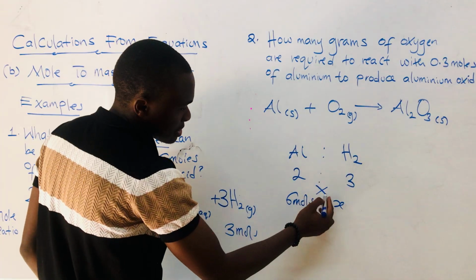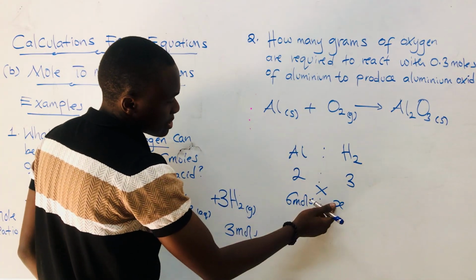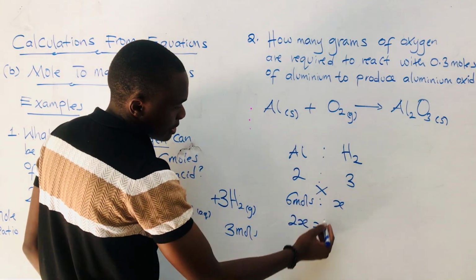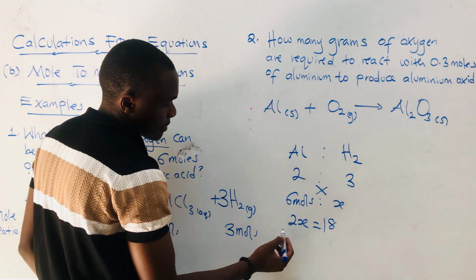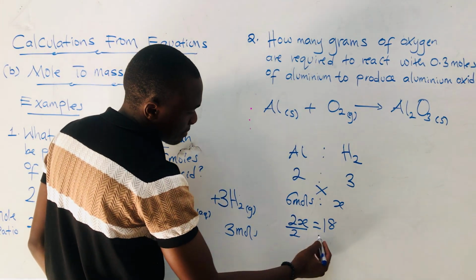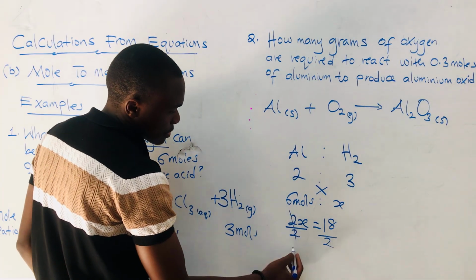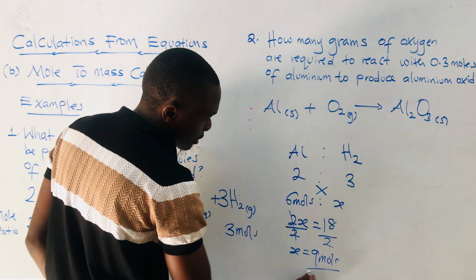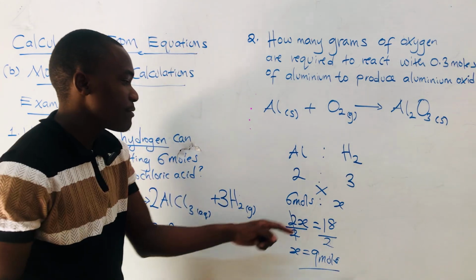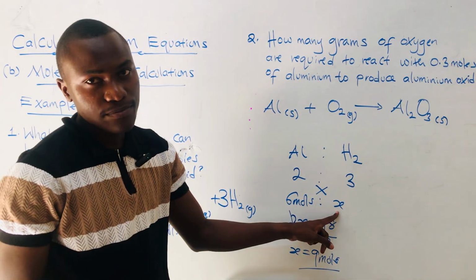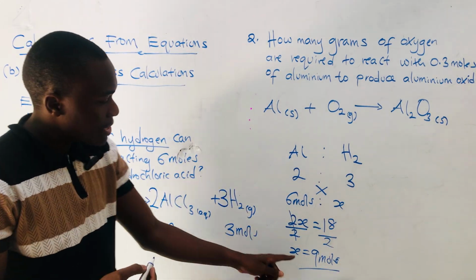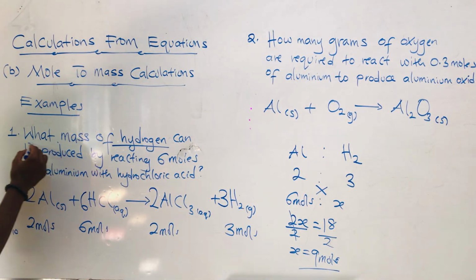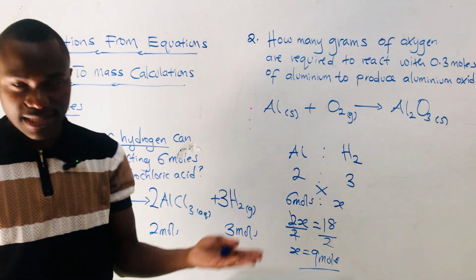And then we cross multiply. So 2 times X, we get 2X. 6 times 3, we get 18. And then from there, we divide both sides by 2 like that. So X will be equal to 9. Now this X, we are calculating for what? We are calculating for the number of moles of hydrogen. So now the question is, why are we calculating for the number of moles of hydrogen when the question is saying what mass? They want the mass.